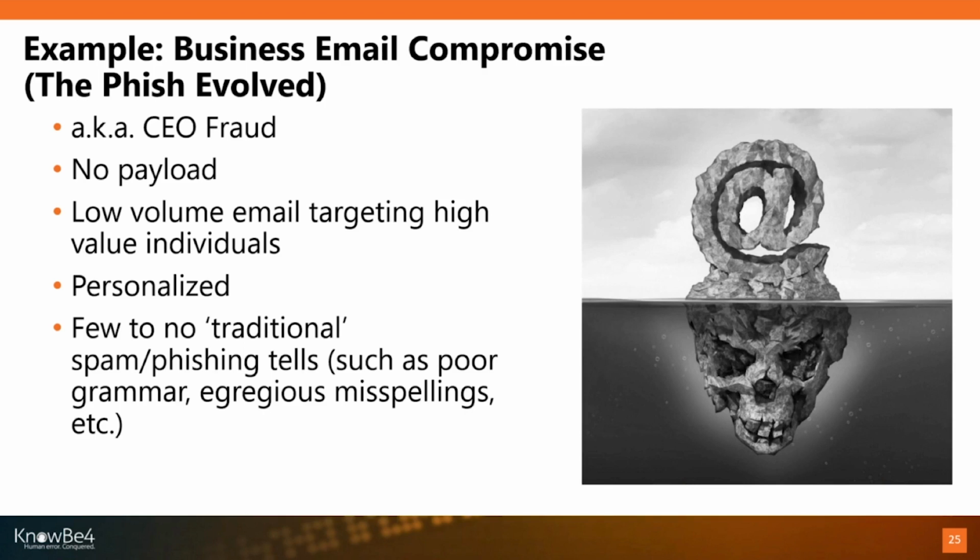What happens with business email compromise is there's really no payload to this, generally speaking. These are designed totally to social engineer people. We see it with CEO fraud. And what that means is basically the attackers pretend to be the CEO or an executive in the organization, and they use that authority to try to get other people to do things.